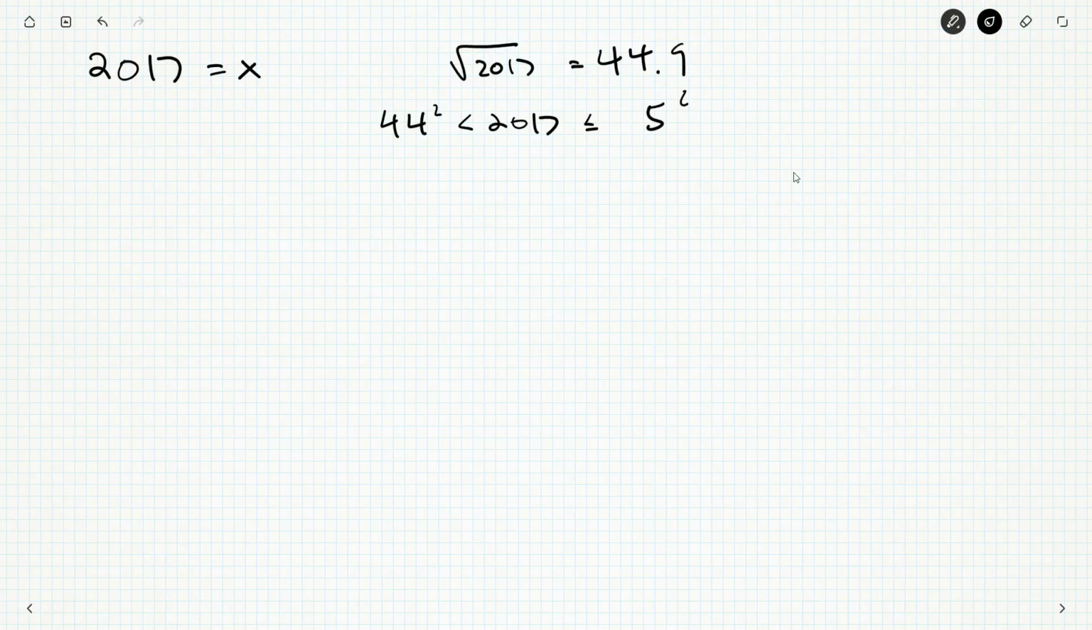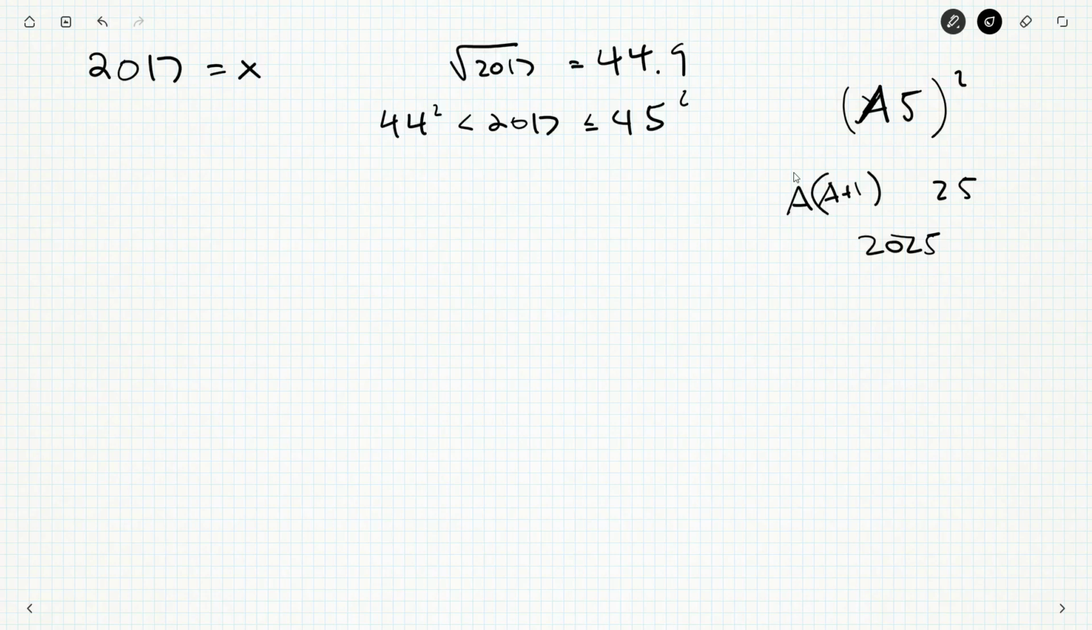The real quick way to do that is, if you have a number ending in 5, say a5, and you want to square it, it's just a times a plus 1, followed by a 25. So 4 times 5 is 20, followed by a 25: 2025. If you want 25 squared, 2 times 3 is 6, followed by a 25. So that's a nice quick way to remember how to do that. It's a nice little mental trick.